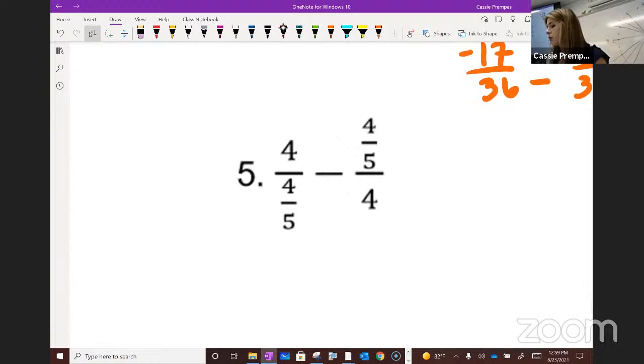Okay, I have 4 divided by 4/5. That's the same problem we just did. So again, I'm going to call that 4 over 1. And this is being divided by 4/5. And then I have minus 4/5 divided by 4.